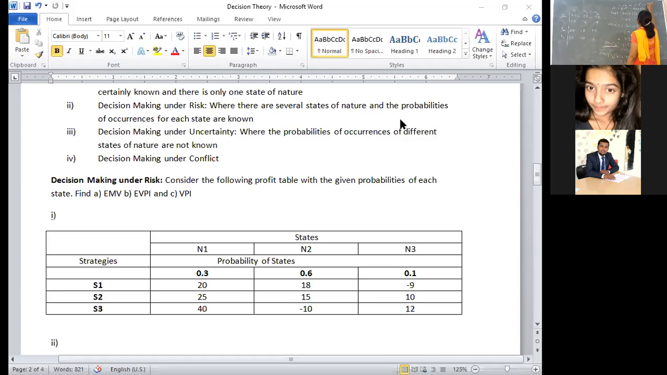In the final examination, this will come for only 5 marks. For EMV calculation, they will give 3 marks, because you have calculated 3 strategies. For EVPI, 1 mark. For VPI, 1 mark. The same question I have written here has been repeated many times in the final examination, but only for 5 marks. Any query? Understood how to calculate? Understood.